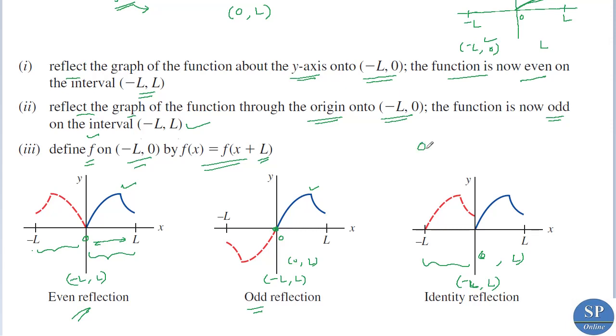So if you are given a function f of x which is defined in the interval 0 to L, then we can expand this function as a cosine series by considering this as an even function, and also we can expand this same function as a sine series by considering this as an odd function, and also we can expand this as a regular Fourier series by considering this as a periodic function with the period L.